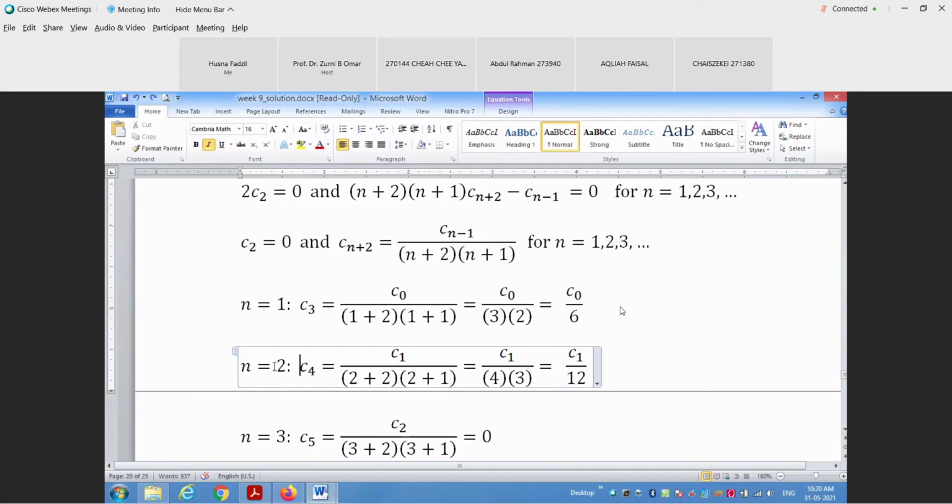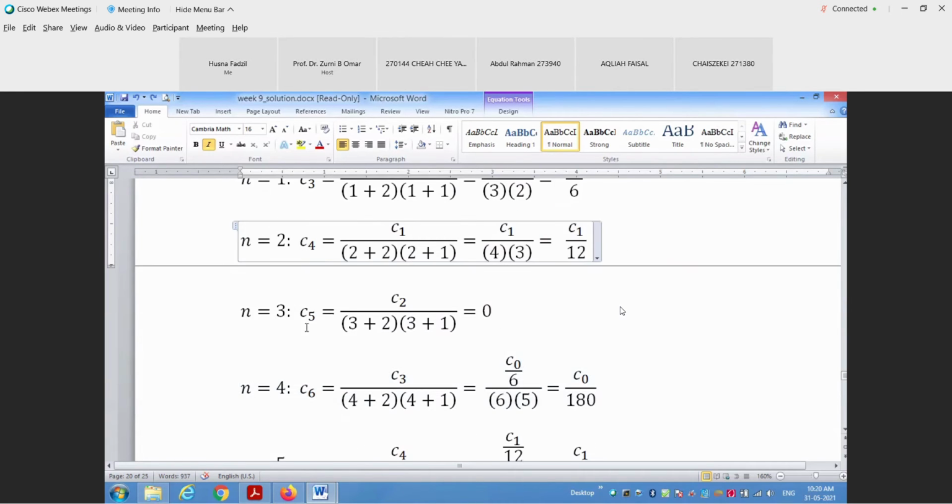When n equal to 2, so you plug into here n equal to 2, Cn plus 2 will be C2 plus 2 is equal to C4. And then Cn minus 1 will be C2 minus 1 will be C1. Replace this n with 2, 2 plus 2 times 2 plus 1, right? So you will get C1 over 4 times 3, will be C1 over 12.